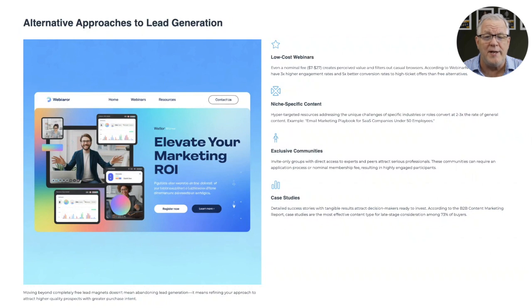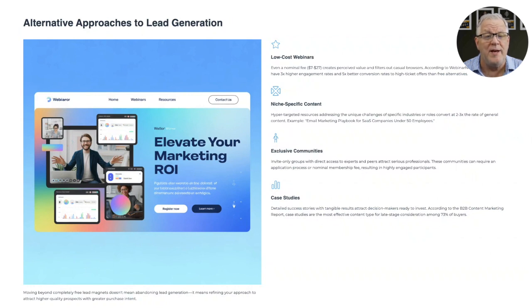Third, create exclusive communities. Invite-only groups with direct access to experts and peers attract serious professionals who value premium access. These communities can require an application process or nominal membership fee, resulting in highly engaged participants who are genuinely committed to learning and growth. Fourth, leverage detailed case studies.